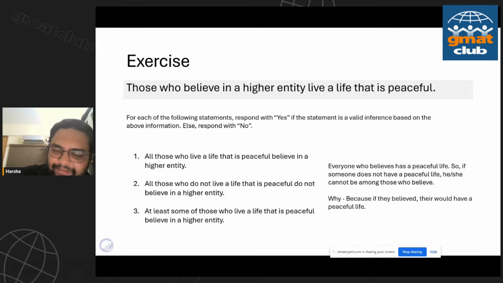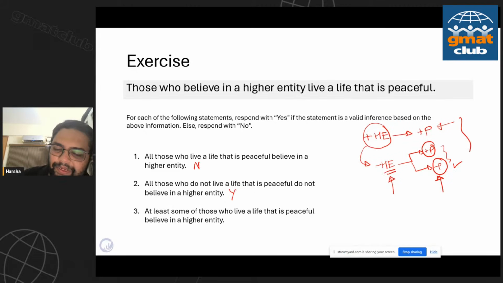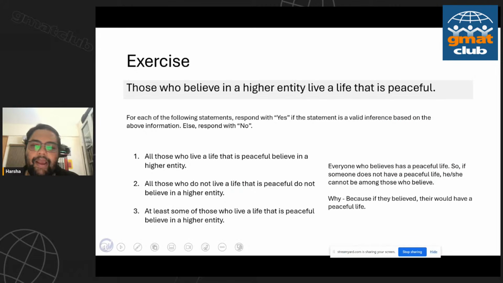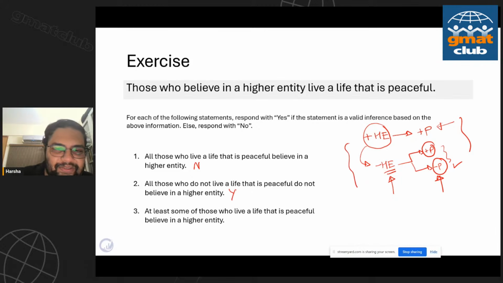And why is that? I showed this to you visually, but even verbally, you can think about it, right? Everyone who believes in a higher entity has a peaceful life. So, if by any chance there is somebody who does not have a peaceful life, that person cannot be amongst those believers, right? Because we already established that if you are a believer, you have a peaceful life. So, if you're somebody who does not have a peaceful life, how can you be a believer, right? That's the verbal way of doing it, but you can think of a visual like this as well.